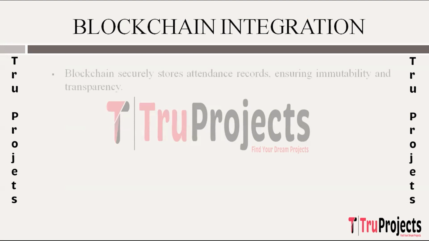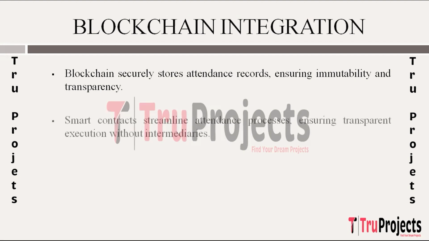Blockchain integration. So, blockchain technology is employed to securely store attendance records on a decentralized ledger. Each attendance record is cryptographically linked to the previous one, ensuring immutability and transparency. This ensures that attendance data cannot be tampered with or altered, providing a reliable and transparent record of attendance.